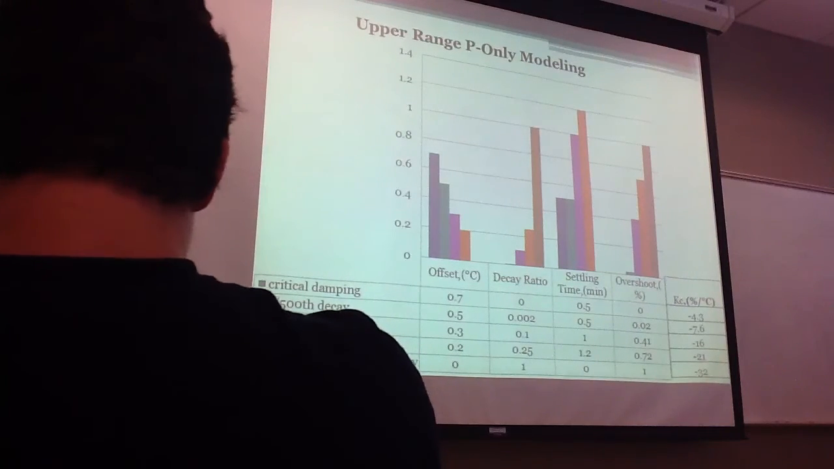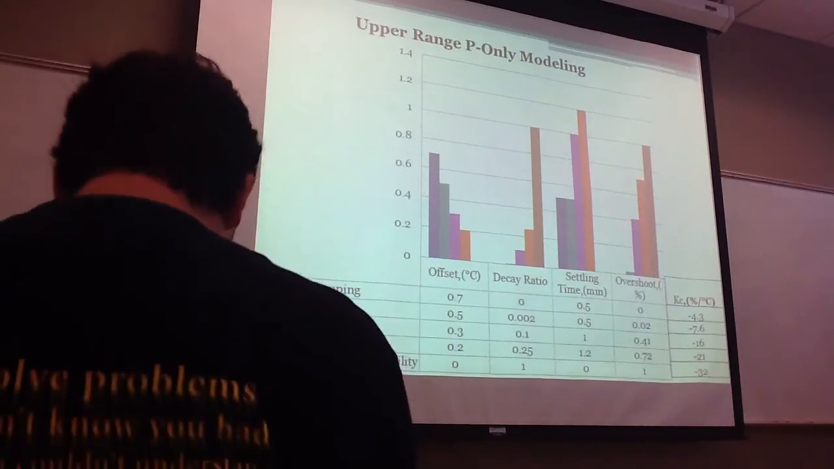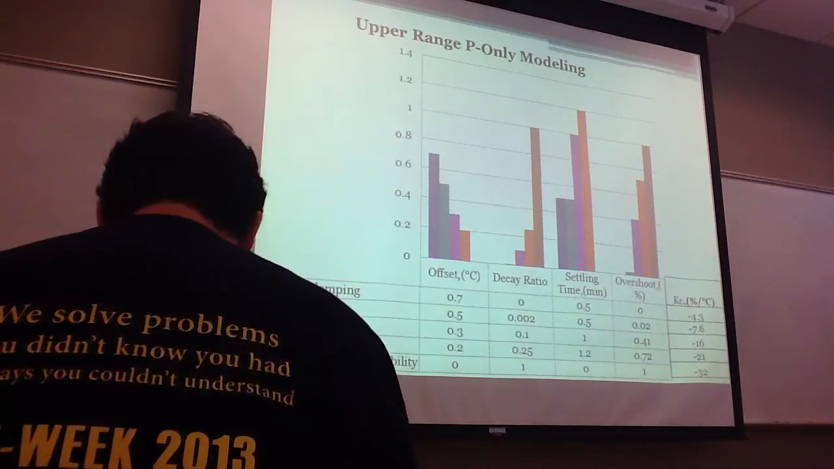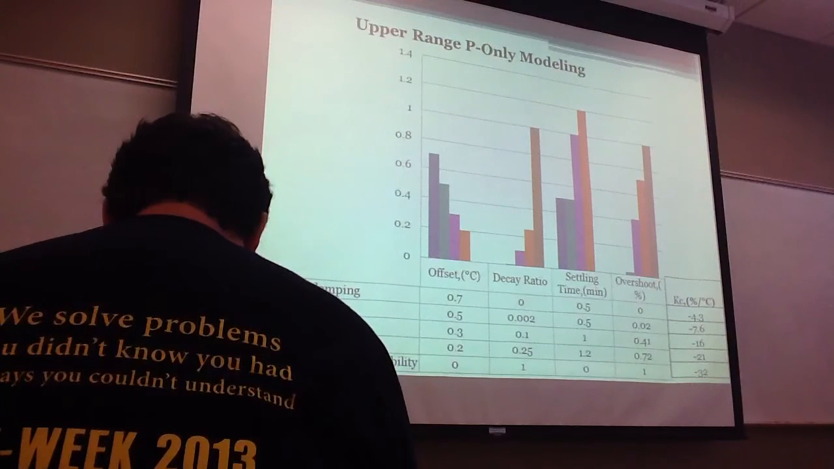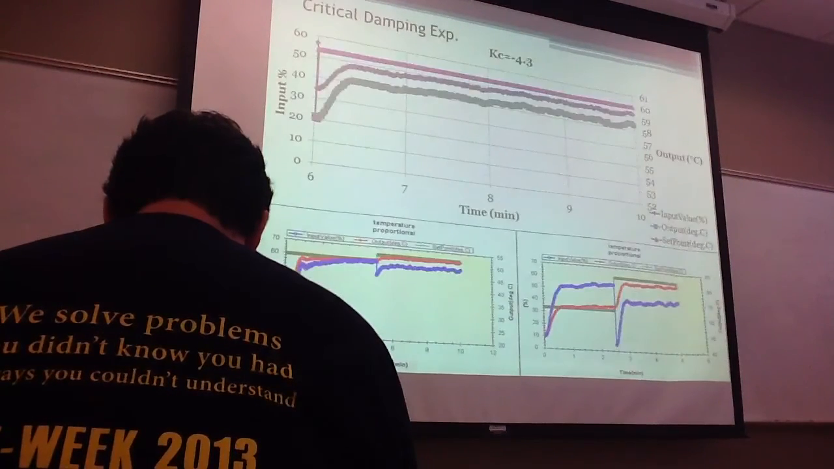In the upper range, the offset again goes down as the controller becomes more aware that it's very wrong, and the settling time goes up because of that too, as well as the decay ratio and the overshoot, as it's trying to compensate for what you're asking it to do.